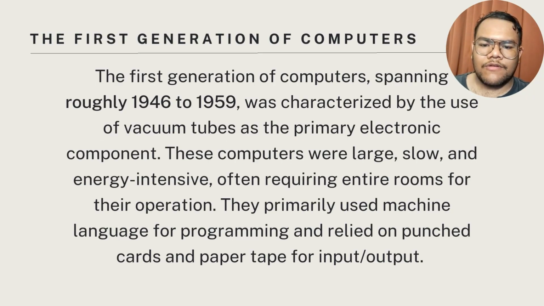For the intro of the first generation of computers, this generation, primarily from 1946 to 1949, was characterized by the use of vacuum tubes as a primary electronic component. These computers were large, slow, and energy intensive, often requiring an entire room for their operation. They primarily used machine language for programming and relied on punch cards and paper tape for input or output.